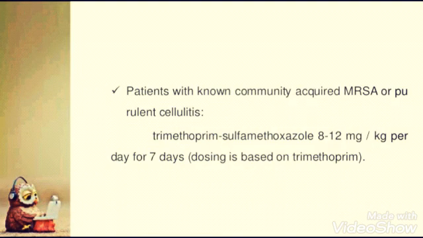So in community acquired MRSA, that means when the patient has taken a lot of antibiotics and the body is not responding to those medications, then we can go for trimethoprim sulfamethoxazole 8 to 12 mg per kg per day for 7 days. Dosing is based on trimethoprim. So this trimethoprim sulfamethoxazole is given according to the weight of the person if other antibiotics are not working in the body. Then we can go for the non-pharmacological management.